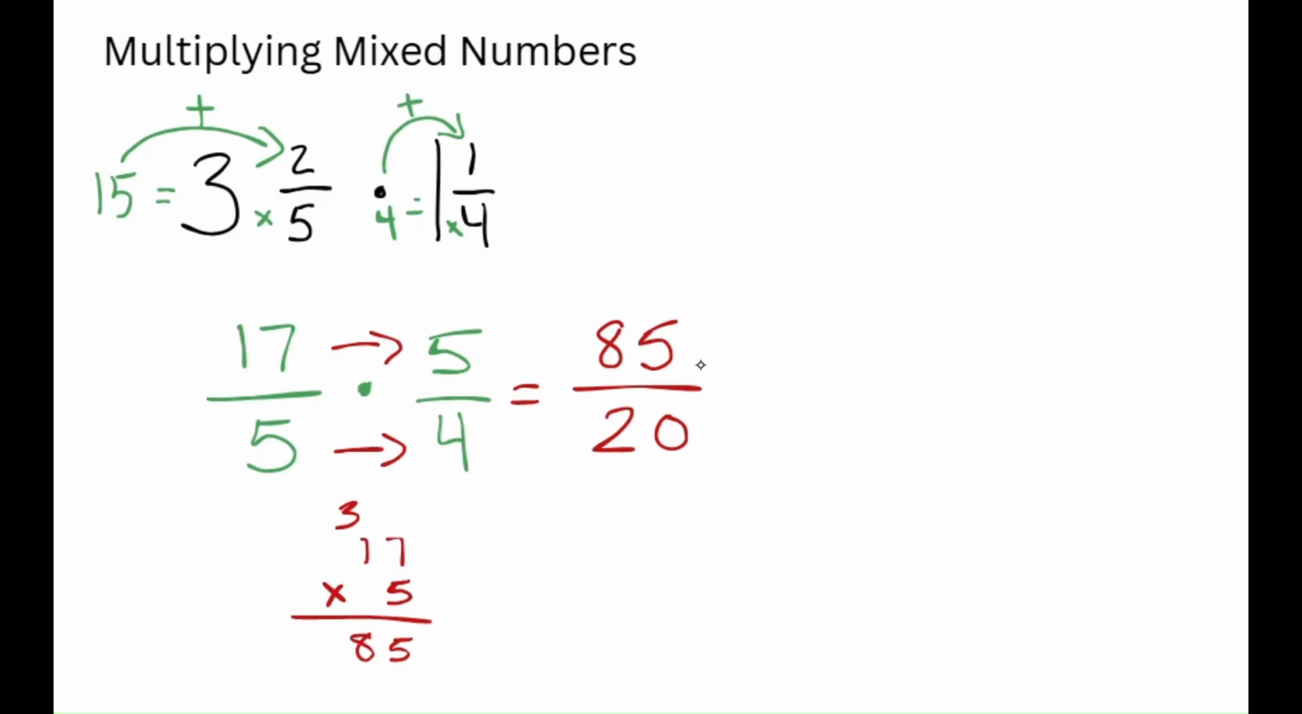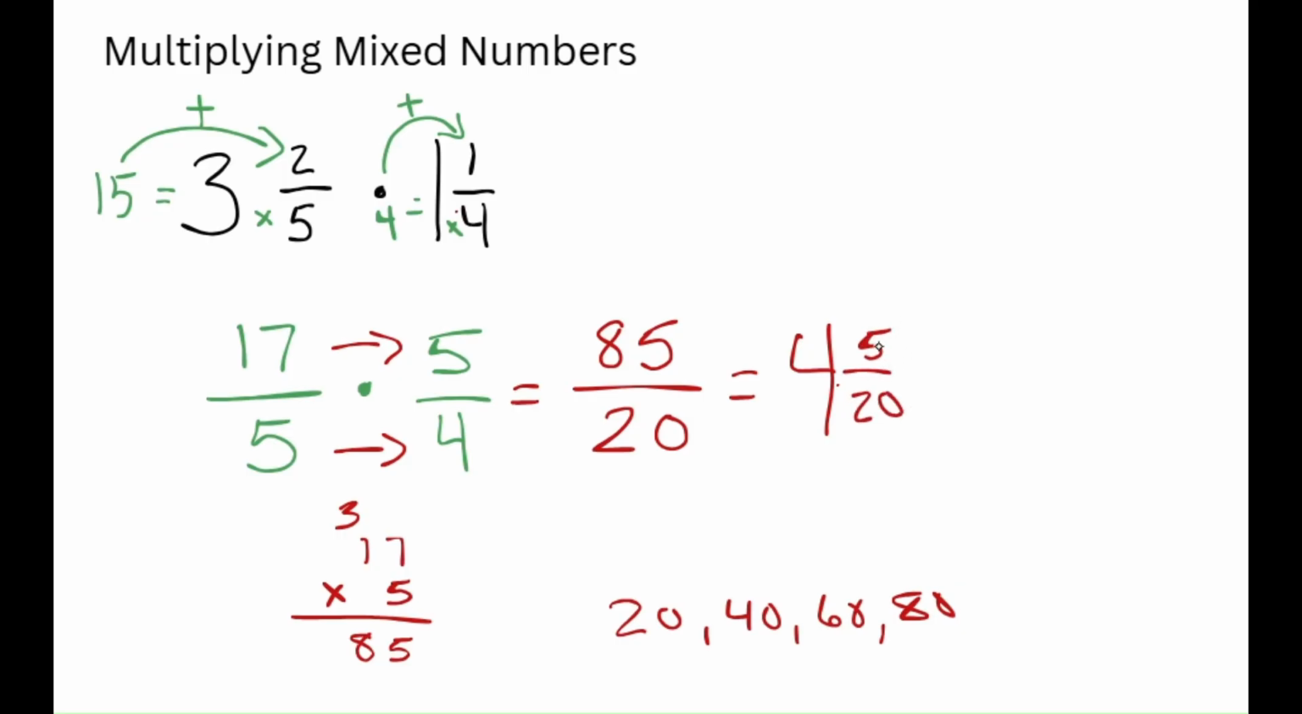But because the problem is written as mixed numbers, we do want to convert this back to mixed numbers. So now I got to start thinking, okay, how many 20s go into 85? All right, so I'll just kind of count here. We got 20, 40, 60, 80. That's 4 20s, so 4 would be my whole number. And if 80 is where 20 ends up, that means I have 5 left over, because 85 minus 80 is 5. So this would be 4 5/20.